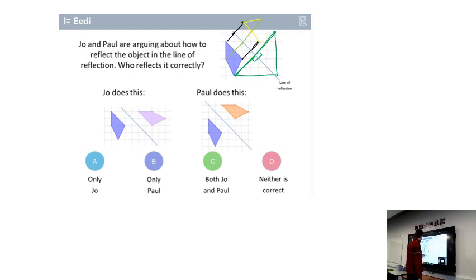So the final point will be here. Let's just join all those lines. We have the first line, second line, third line, and then we have the fourth line. Let's just do some shading. So this is our image. This means that Paul's answer is correct. Doesn't look like Joe's.